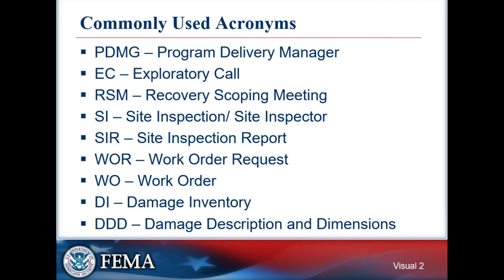On this damage inventory, you'll have damage inventory line items. Another acronym you might see, DILI, that's again your DI line items. It's those line items that refer to a specific damage that you work with your PDMG to schedule that site inspection, and that's going to be what's listed on the work order and the work order request. And then finally, DDD, last but not least, the damage description and dimensions.